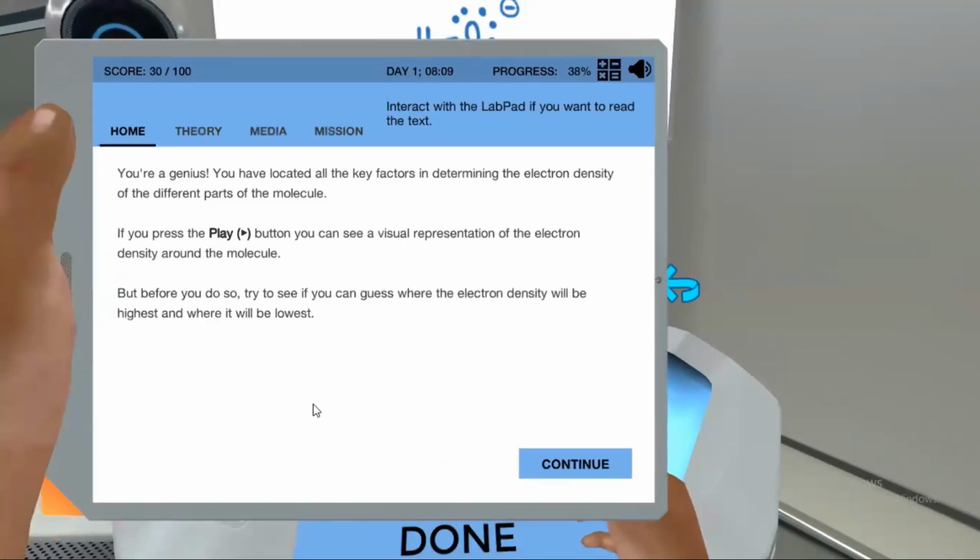You're a genius. You have located all the key factors in determining the electron density of the different parts of the molecule. If you press the play button, you can see a visual representation of the electron density around the molecule. But before you do so, try to see if you can guess where the electron density will be highest and where it will be lowest.